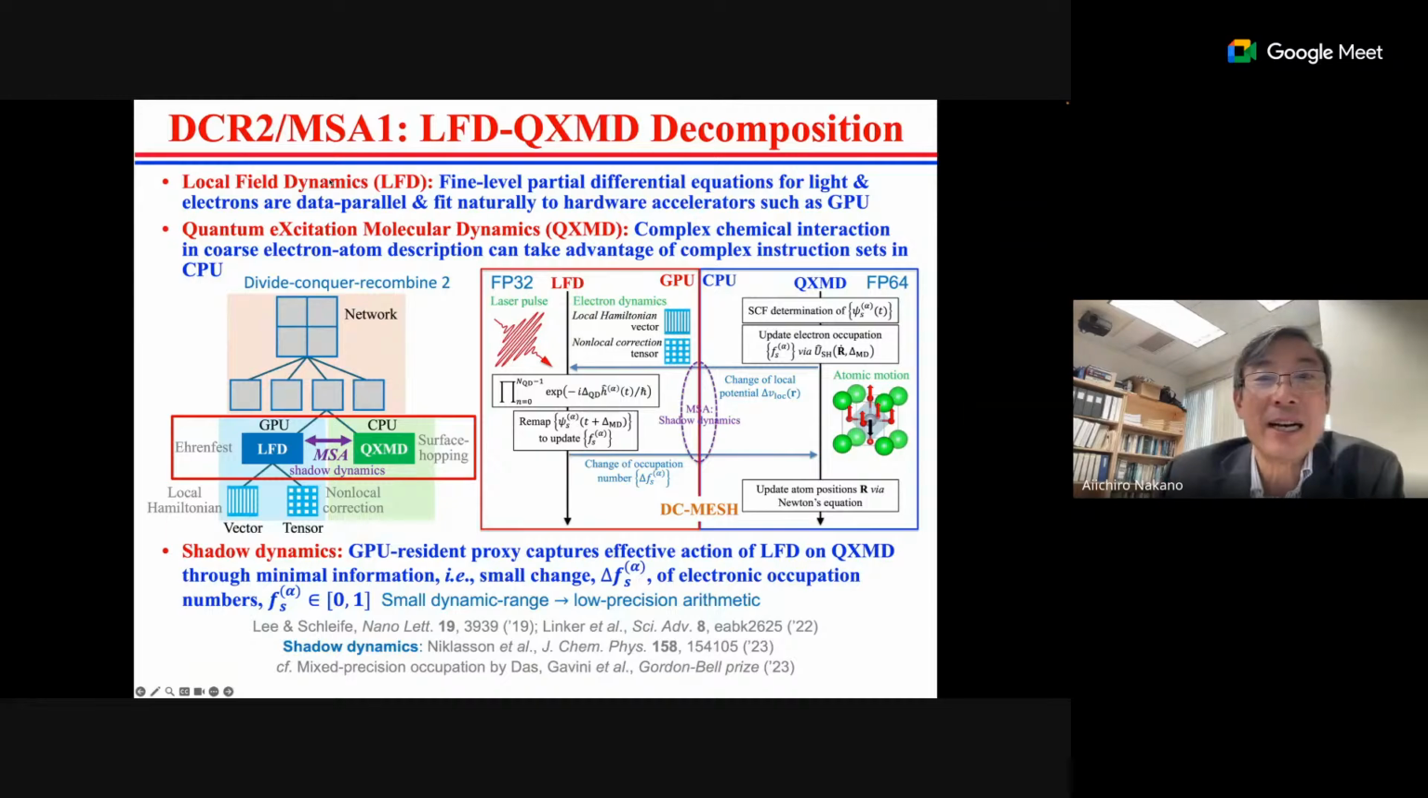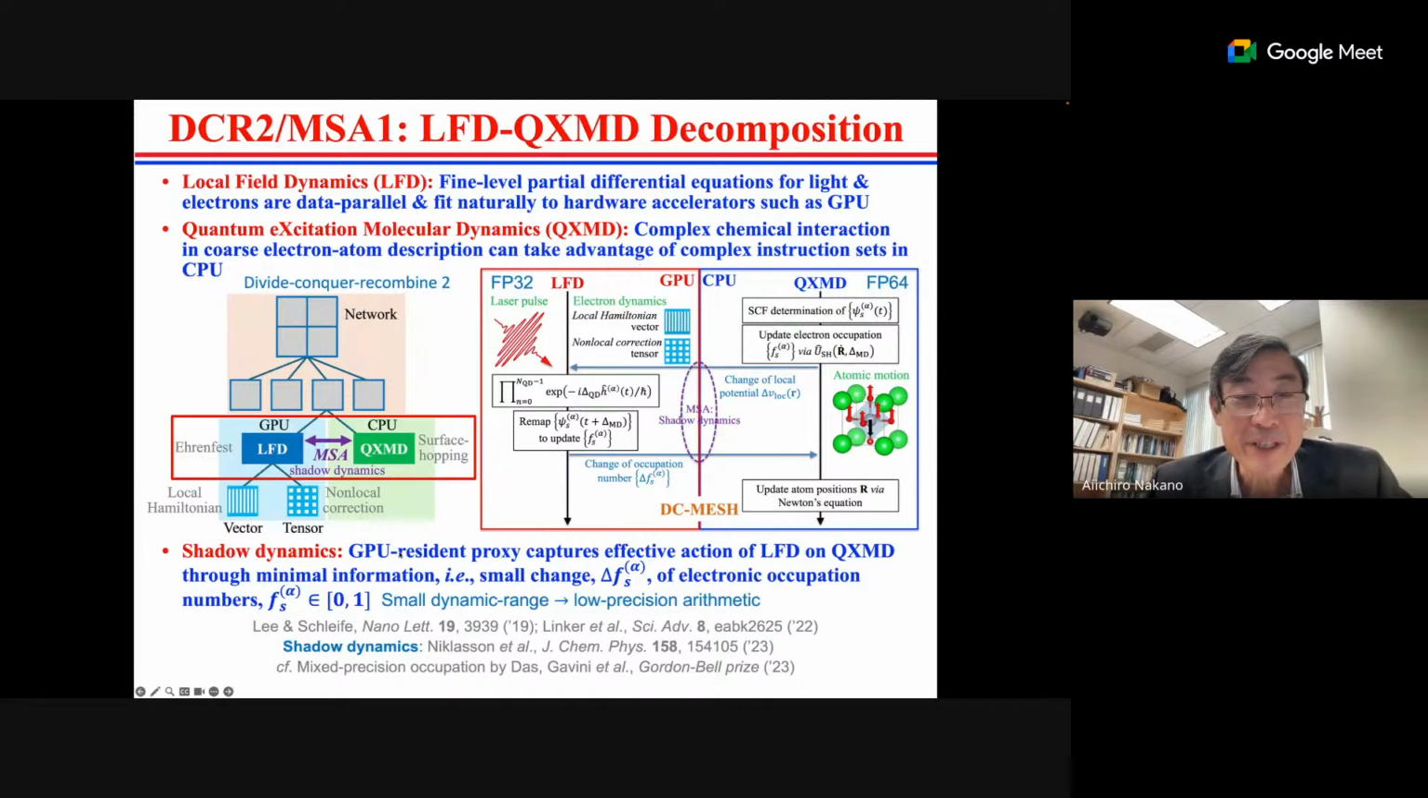First, in local field dynamics, the fine level partial differential equations for light and electrons are data parallel and fit naturally to hardware accelerators such as GPUs. Every single differential operator, like a Laplacian operator, is based on nearest neighbors at a spatial point, and that's uniform across the whole domain. So that's data parallel and fits naturally to the GPU. On the other hand, the complex chemical interaction in QXMD, in coarse electron-atom description, can take advantage of the complex instruction set in the CPU, so QXMD sits on the CPU. And this is the first level of the metamodel-space-algebra, called shadow dynamics.